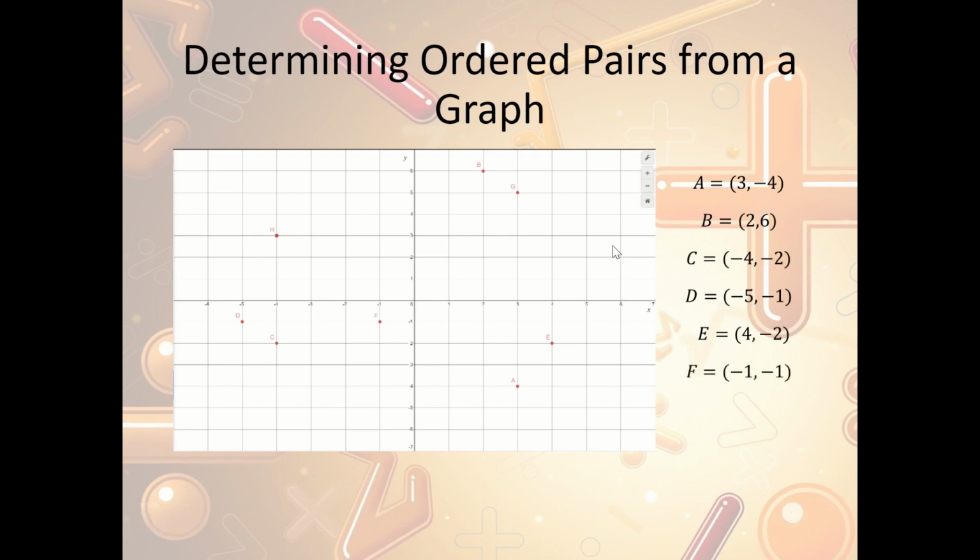And then G is here. So G is 1, 2, 3. And then 1, 2, 3, 4, 5. So 3, 5. And then H is here, which is -1, 2, 3, 4. So -4 and 1, 2, 3. So -4, 3. And so that's how I can look at graphs of coordinates and be able to figure out what their ordered pairs are.